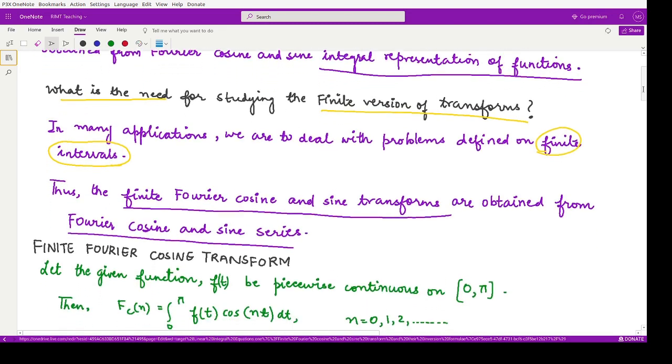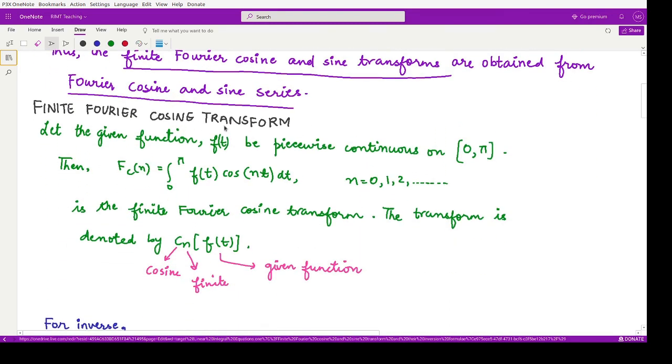So the next thing is we'll first study the finite Fourier cosine transform. So what is this? For that, firstly, we consider that the given function is f of t, which is piecewise continuous on the interval 0 to pi. Here the interval is finite and it is defined for the finite values 0 to pi. Then this is the notation F_cn. It represents the operator here. So that means we are saying c_n of the given function f of t.